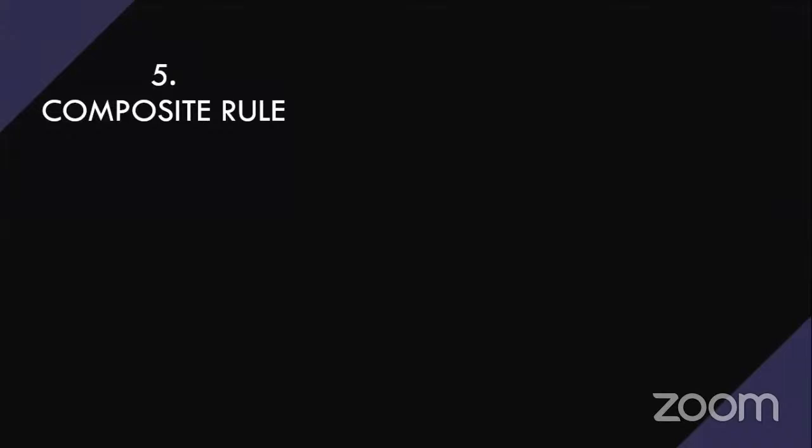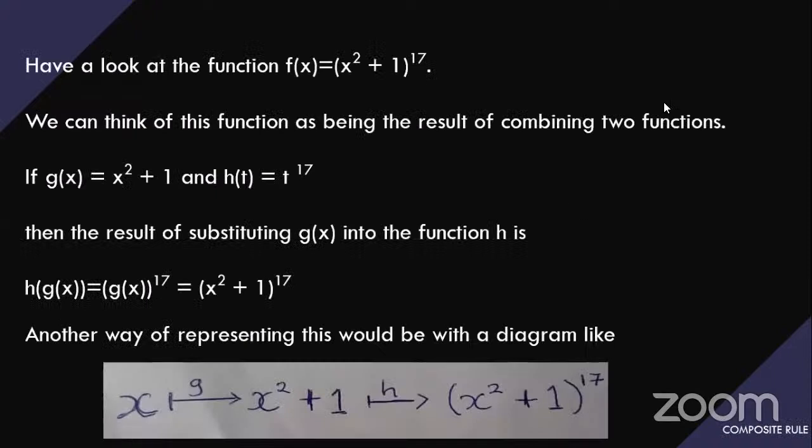So we'll go to composite rule. In composite rule, in this integration, we'll try to divide the integration interval into sub-intervals, and we use simple integration rule for each of those intervals. So let's look at what we are trying to say. Have a look at the function f of x equals x squared plus 1 raised to the power of 17. So we can think of this function as being the result of combining two functions.